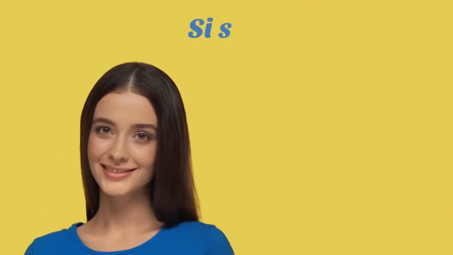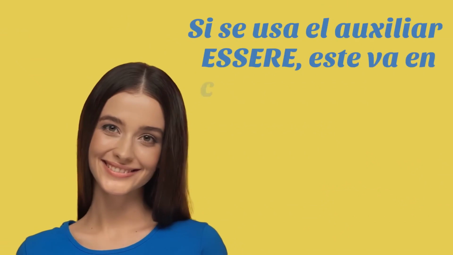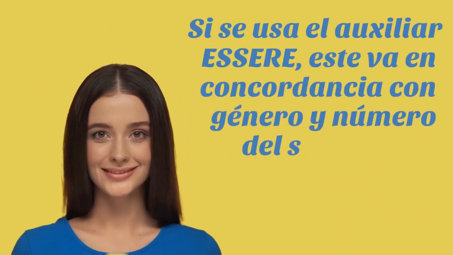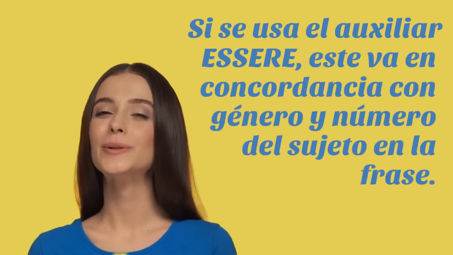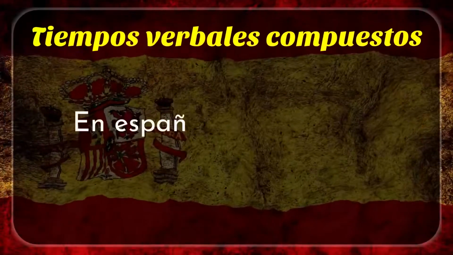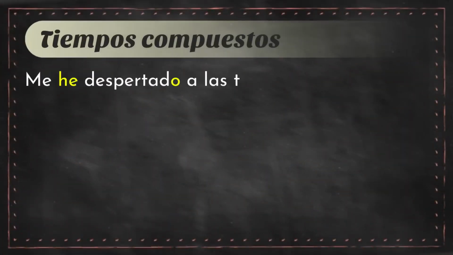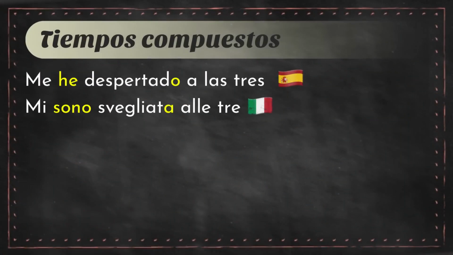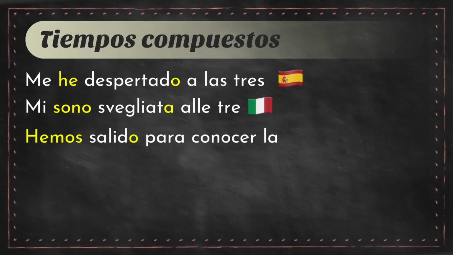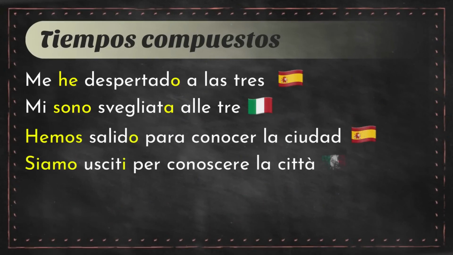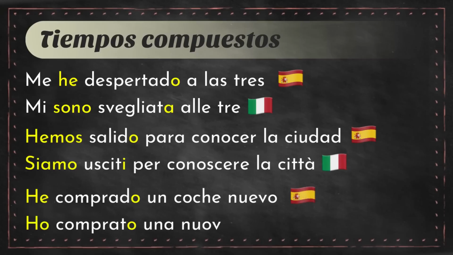It should be noted that if the verb essere is used, it must agree in gender and number with the subject. In Spanish, only the auxiliary verb haber is used. I woke up at 3. We went out to get to know the city. I bought a new car.